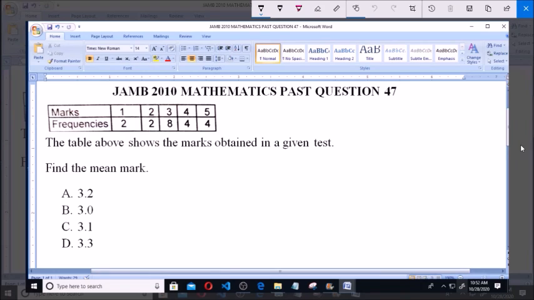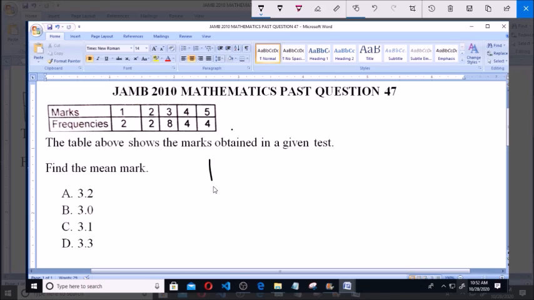I'll be answering JAMB 2010 Mathematics Past Question 47. The table above shows the marks obtained in a given test. Find the mean mark. Now we are given this table showing the mark and frequency. That is, this frequency represents the number of students that scored the following mark. Now we are asked to find the mean mark of this given test.